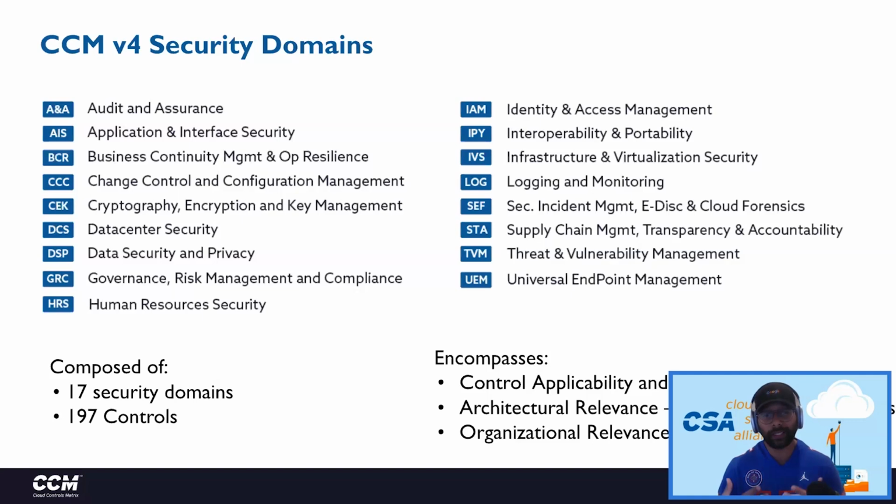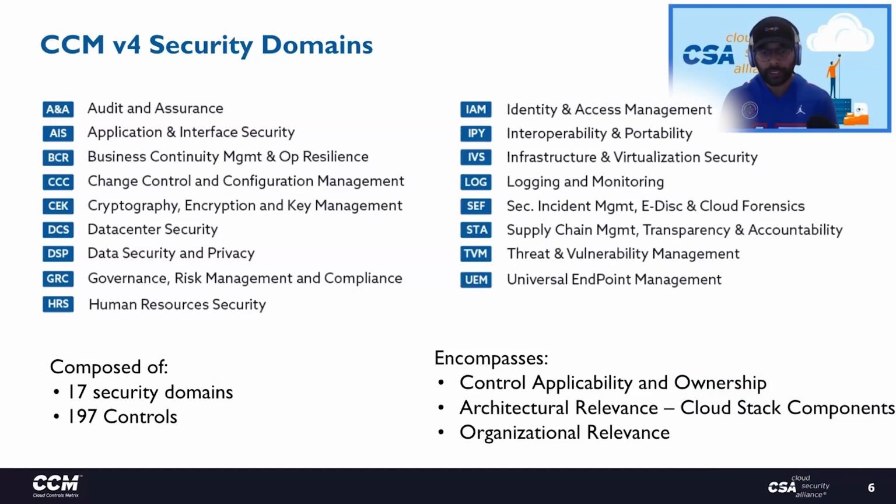The next one is data security and privacy itself. The next one is governance, risk, and compliance, and how to govern your entire cloud security program, how to perform risk management, and what kind of compliance management you need to look after for your cloud security program. The next one is human resources security. Then comes identity and access management in the cloud. Then comes interoperability and portability, which is the IPY domain, which we're going to talk about further during this series of videos. Then comes infrastructure and virtualization security. Then comes logging and monitoring, security incident management, supply chain management, threat and vulnerability management, and universal endpoint management.